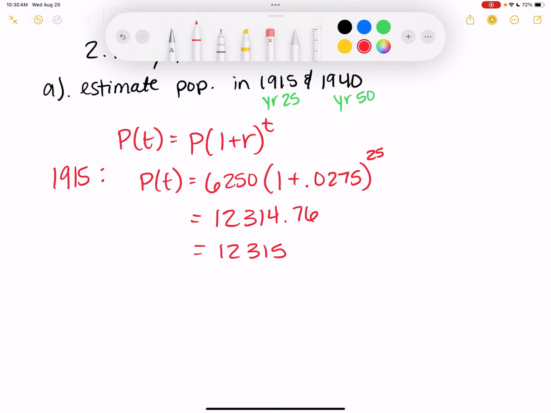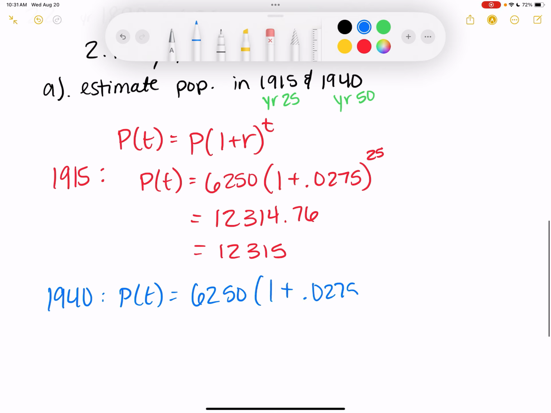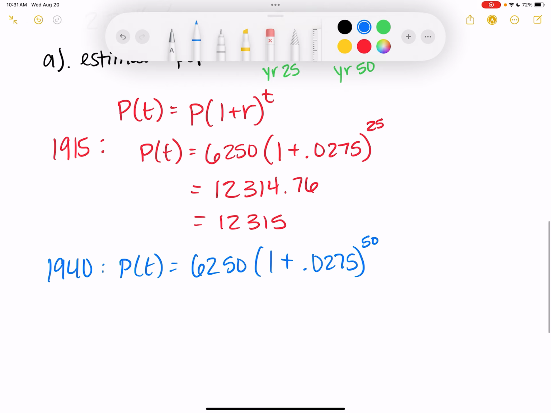And then for 1940, we're going to have the exact same thing, but we're just going to replace the 25 with 50. So in 1940, P of t equals 6,250 times 1 plus 0.0275 raised to the 50. I'm just going to second entry that, so I don't have to retype the whole thing. And we get 24,200 and I'm going to go ahead and round to 65.